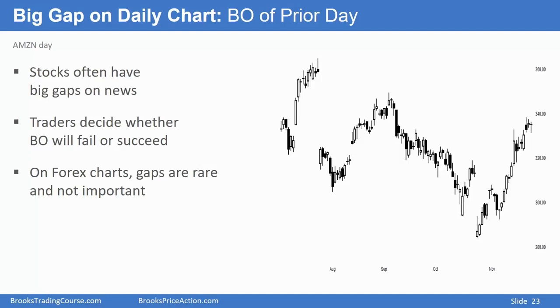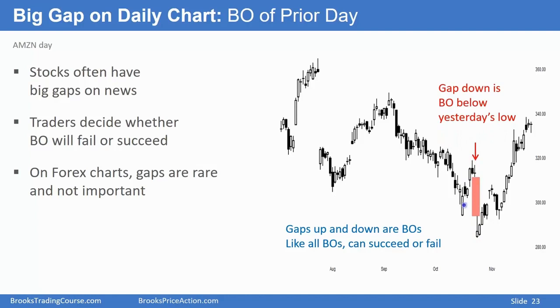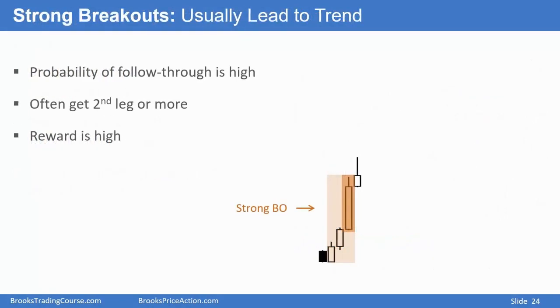Here we have a small gap up, it reversed down. So any gap, like any other type of breakout, can succeed or fail, and traders look at the price action and try to determine what is more likely, a successful breakout and a new trend, or a failed breakout. On Forex charts, gaps are much less common, and they're, in general, not particularly important. Sometimes they are, but for the most part, they're not. So a big gap down below yesterday's low. Today's open's down here, and that's yesterday's low. Big gap down, and it failed.